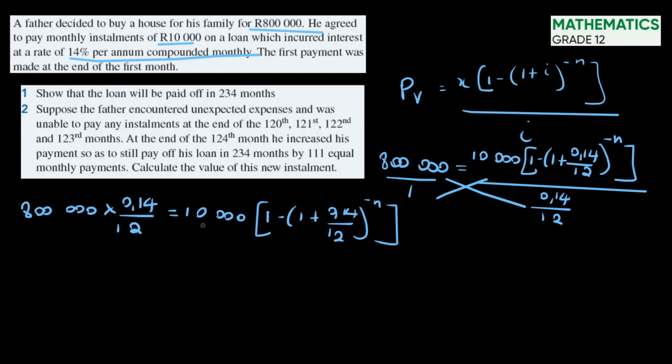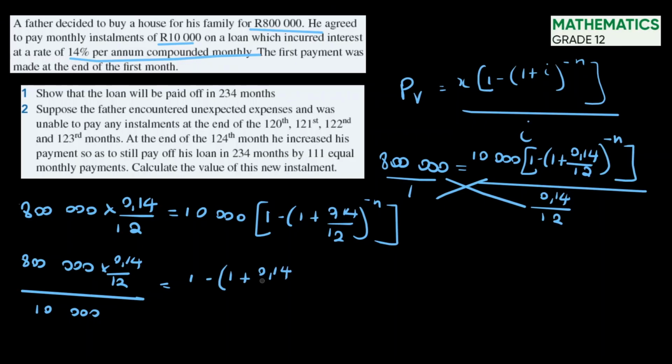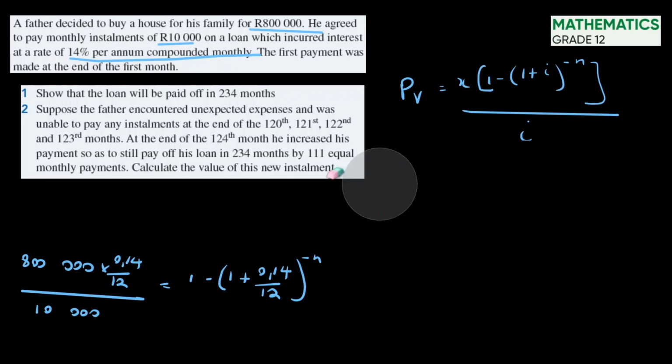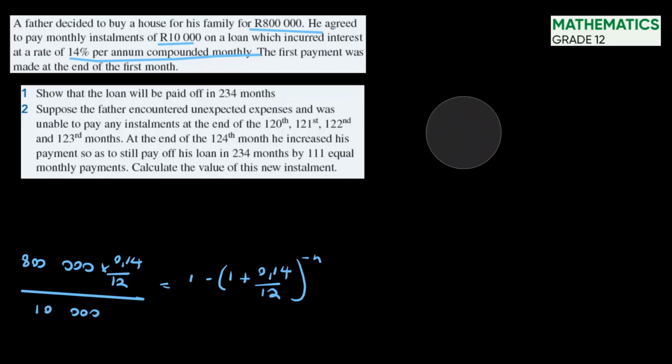So we're going to divide both sides by 10,000. Then we're going to have 800,000 times 0.14 divided by 12, divided by 10,000, which is equal to 1 minus 1 plus 0.14 over 12 to the power of negative n. I'm going to continue solving for n. Might be a lengthy process, but it will be worth it.